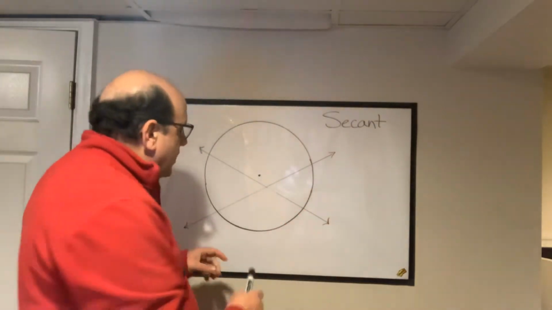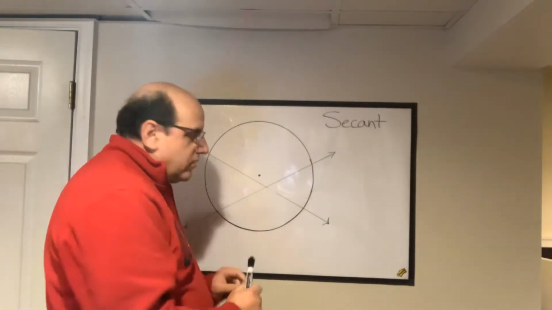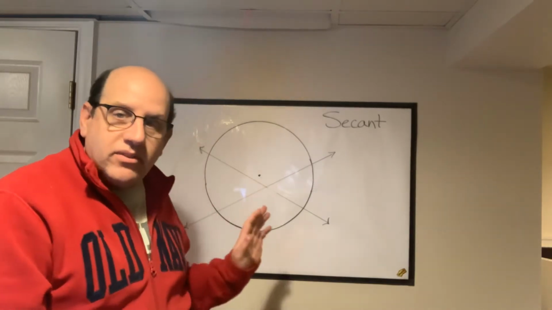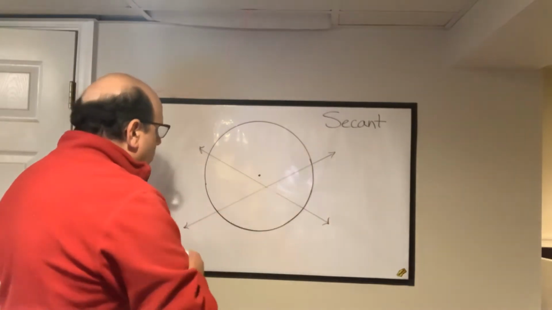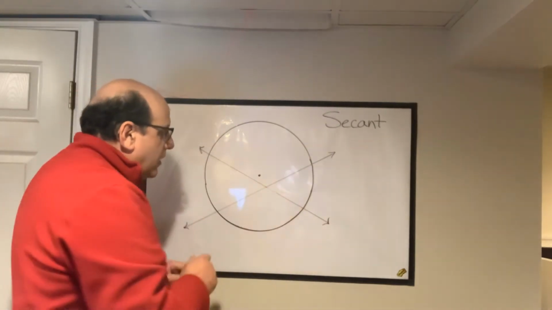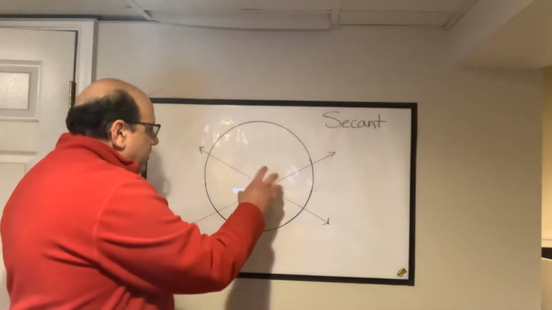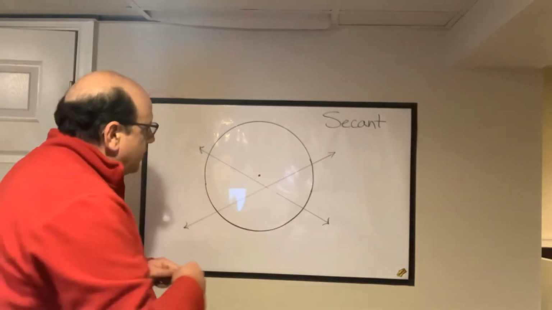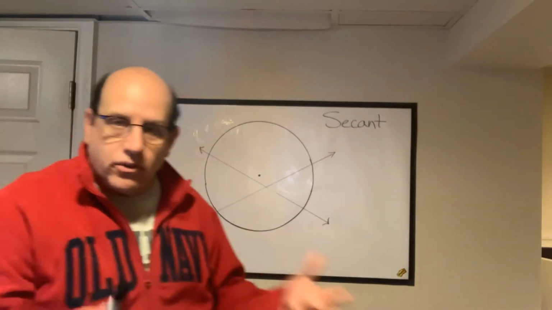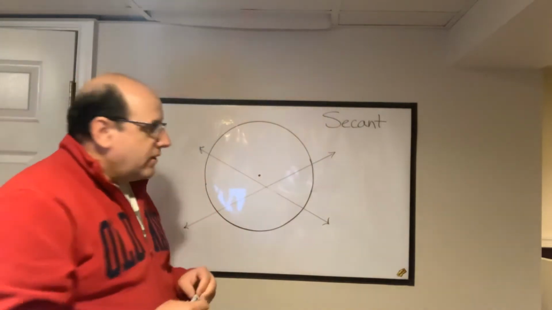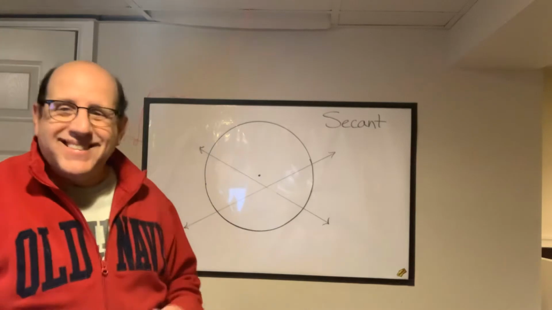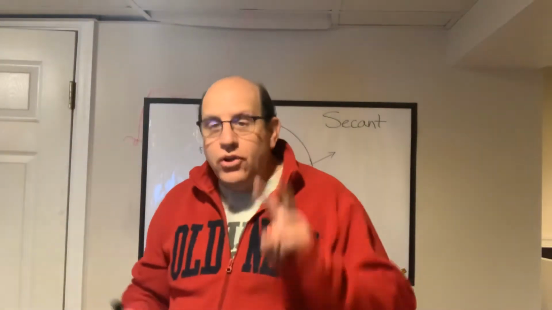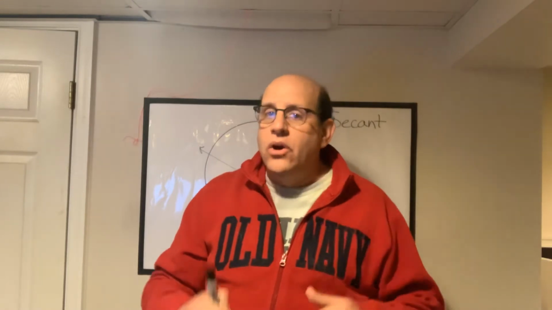Okay, so we have the tangent, which only touches the circle at one point. Now we have the secant, which is a line that intersects at two different points. So I have two secants here. They cut through the circle, and the reason they're called secants and not diameters is because they don't go through the center of the circle. Obviously, that's different.